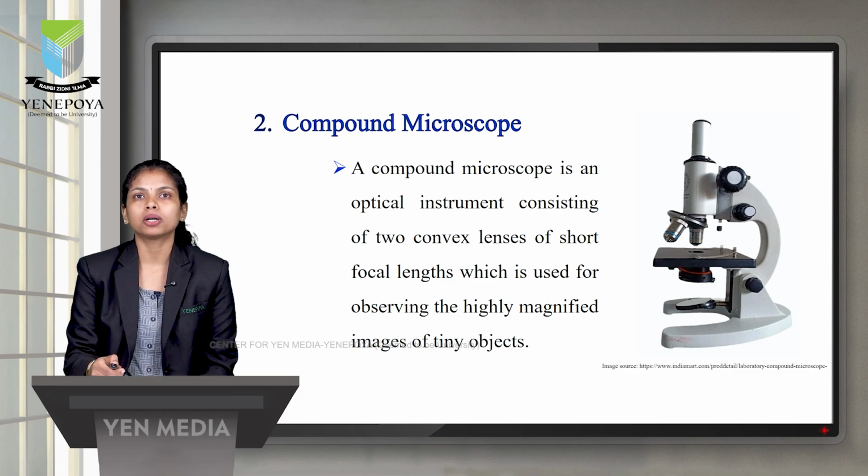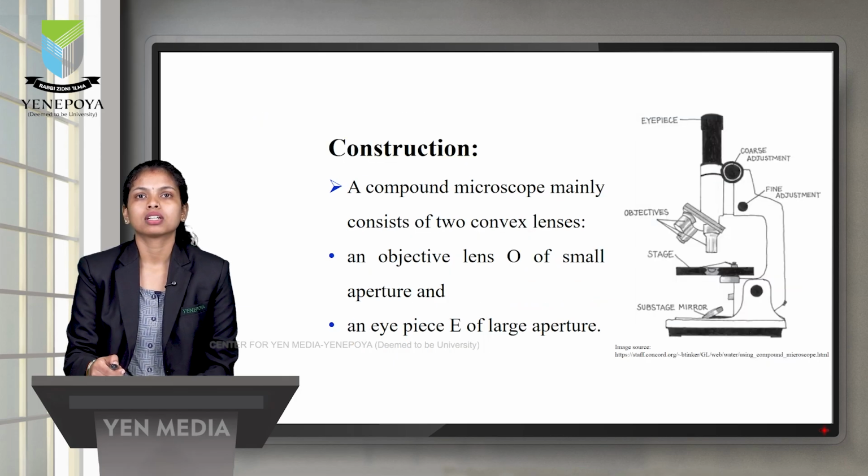Next is the compound microscope. It is an optical instrument consisting of two convex lenses of short focal length, which is used for observing the highly magnified images of the tiny objects. To see the construction, a compound microscope mainly consists of two convex lenses, an objective lens O of small aperture and an eyepiece E of larger aperture.